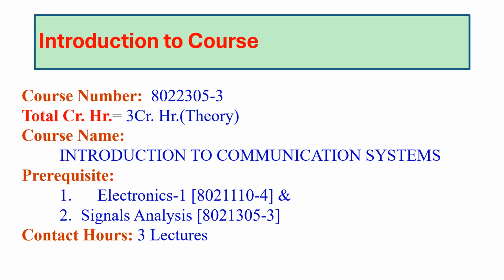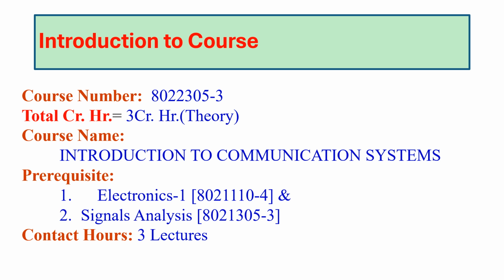Introduction to Communication System course has the code 8022-305-3. This course has 3 credit hours for theory and there is no lab component since you are power students. Lab is available only for electronic students. In this course, we will every week discuss 3 hours on the fundamental concepts of contemporary communication systems.